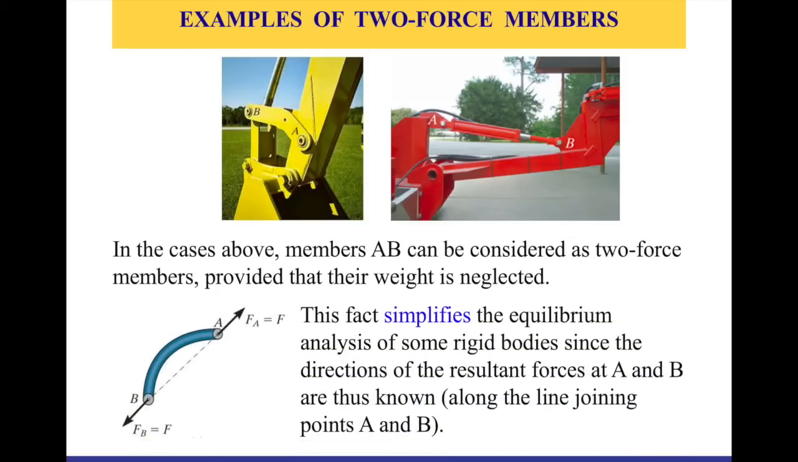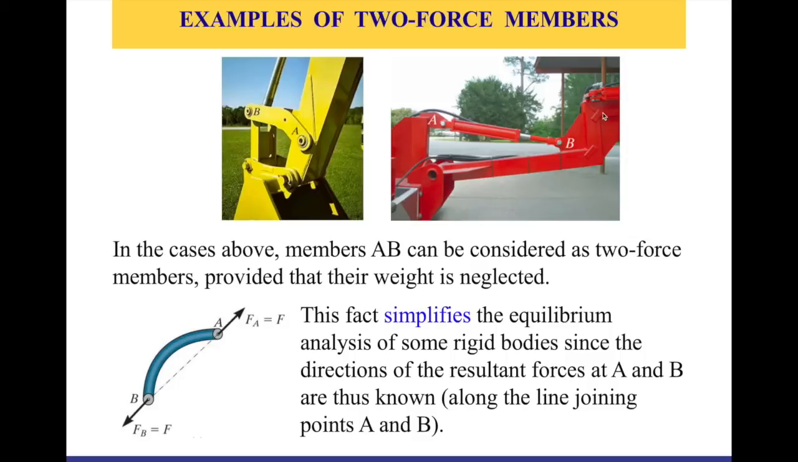So it's a rule. Our rule is that for any two force member to be at equilibrium, the two forces acting on the member must have the same magnitude, act in opposite directions, and have the same line of action, directed along the line joining the two points where these forces act.